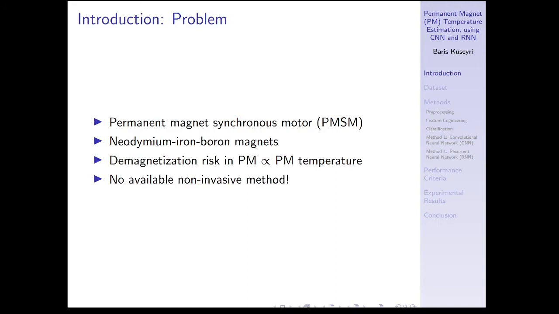Unfortunately, there is a risk of demagnetization in these permanent magnets, especially when the temperature is high. So we need to monitor the temperature of these permanent magnets during operating condition. However, there are no available non-invasive methods of monitoring the temperature of these permanent magnets.